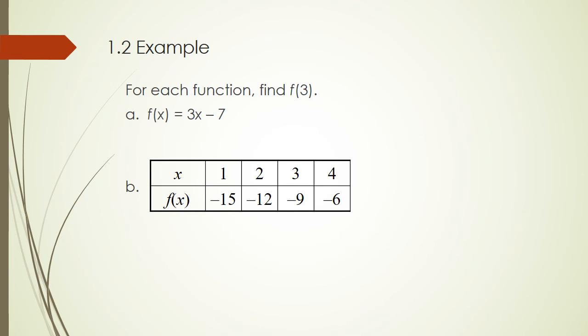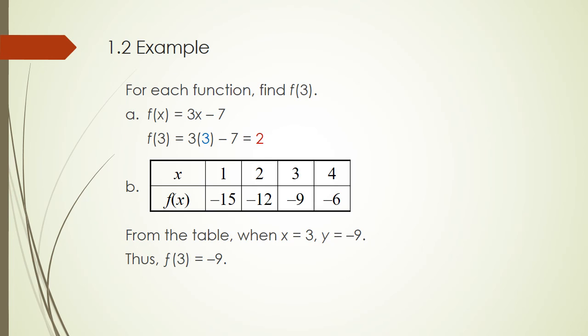Okay, here's another example. We're going to find f of 3 in each of these. Pause the recording, solve the problem, and then resume the recording to check your answer. The first one, simply place 3 in place of x, and 3 times 3 is 9, minus 7 is 2. For part B, find 3 in the x row, and look down at the f of x value, which is negative 9.